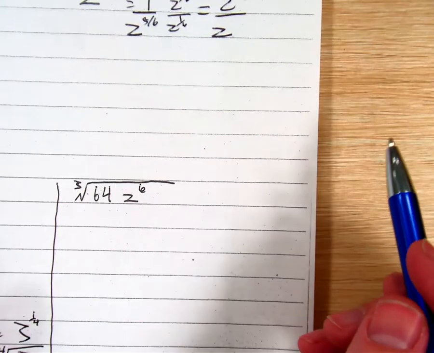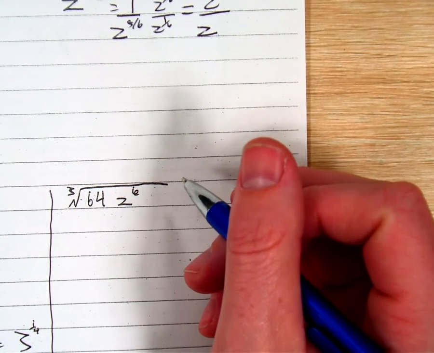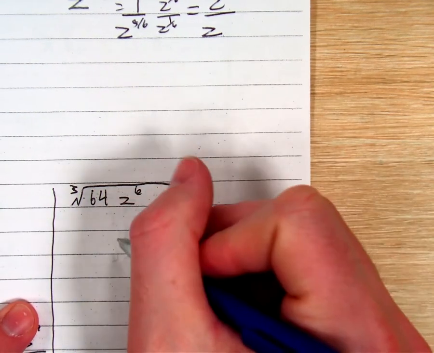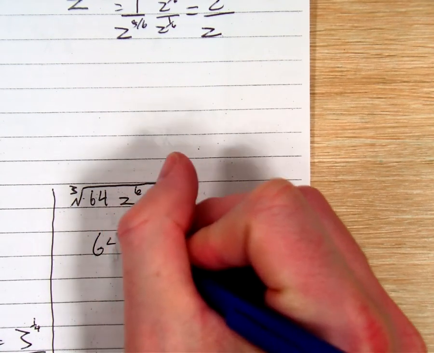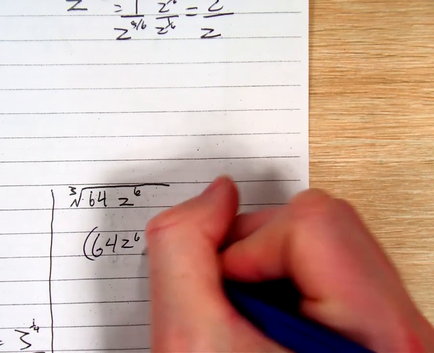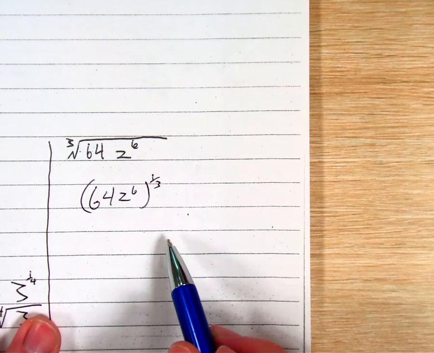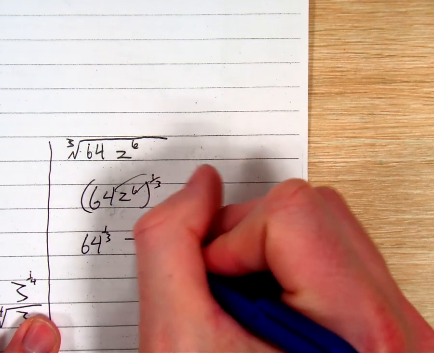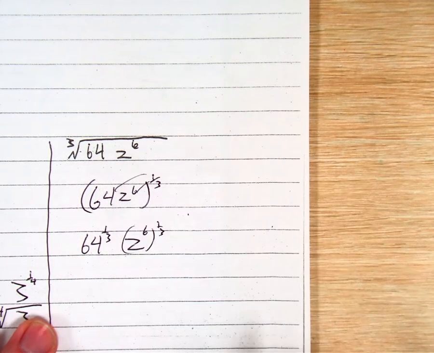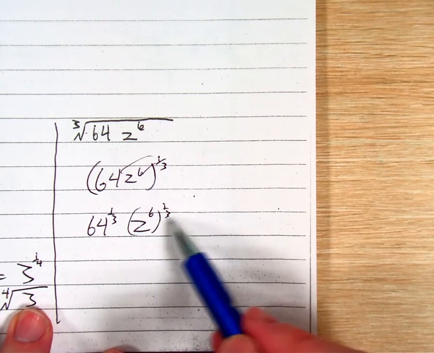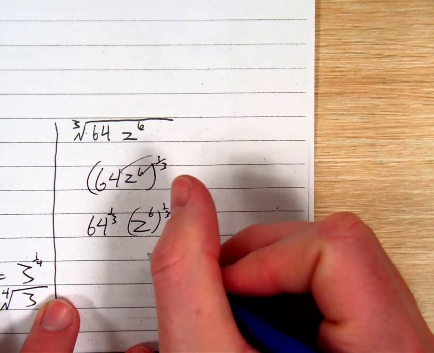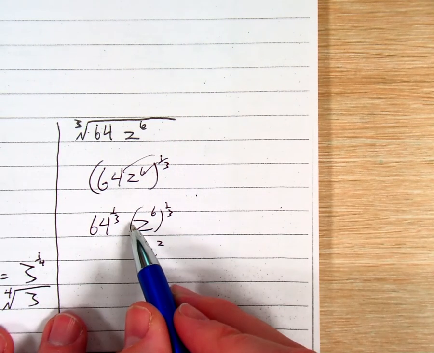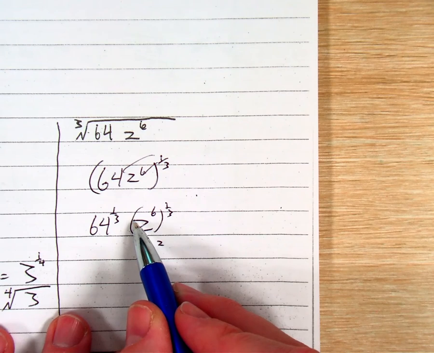Okay? Last one here, and then we'll get you started. Okay, we're going to change this into power form, exponential form. This is 64z to the 6th, parentheses all to the 1/3. Okay, and then we're going to distribute this, 64 to the 1/3, z to the 6th to the 1/3. So this is when I would multiply. So that's actually going to be z squared. And the third root, or 64 to the 1/3 power.